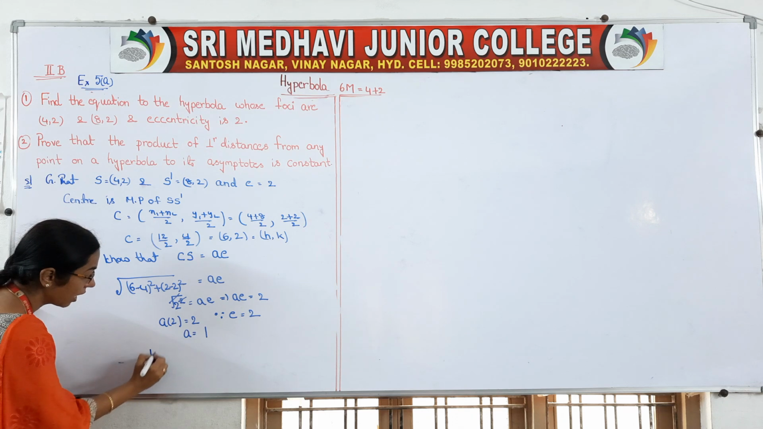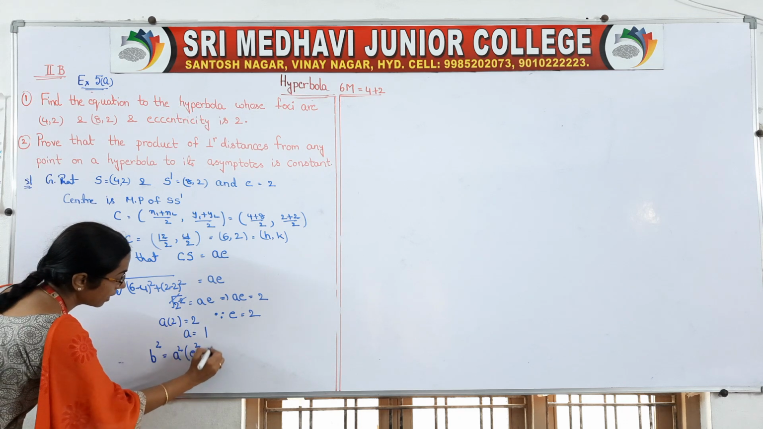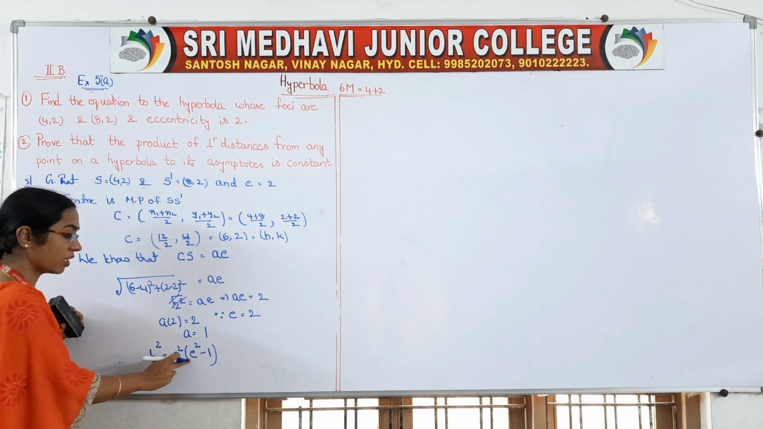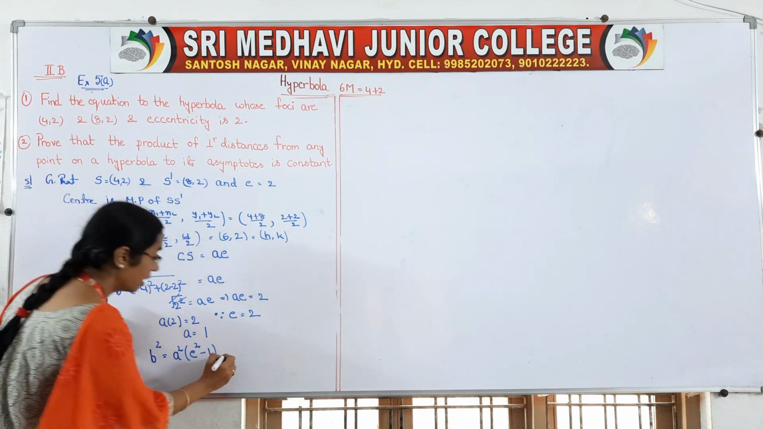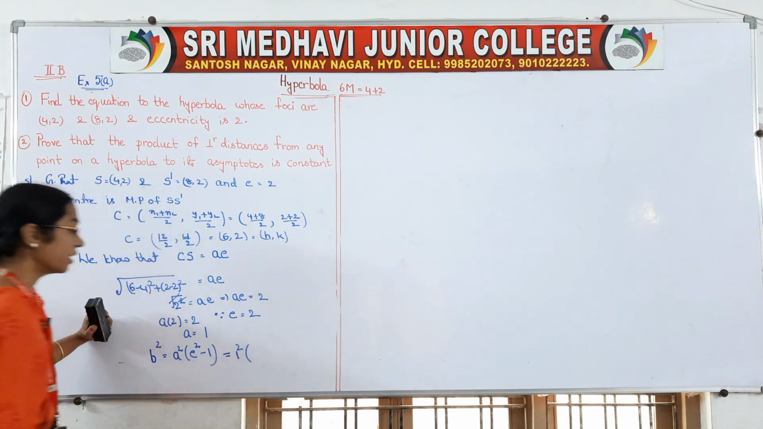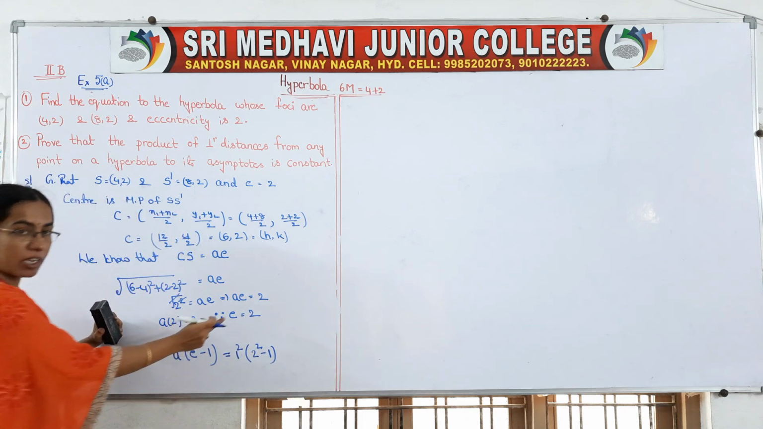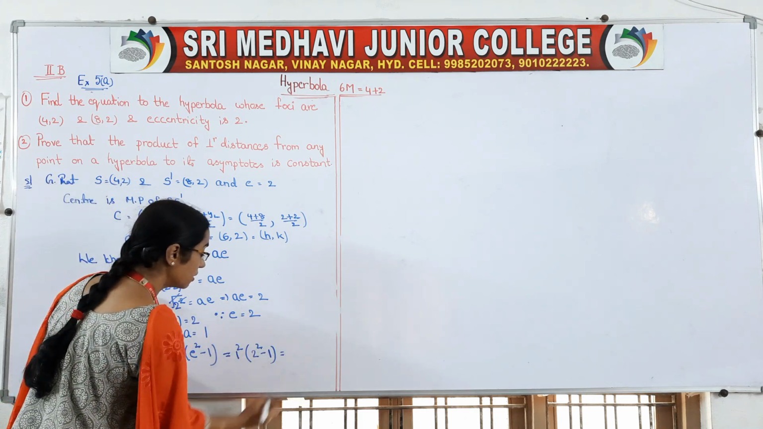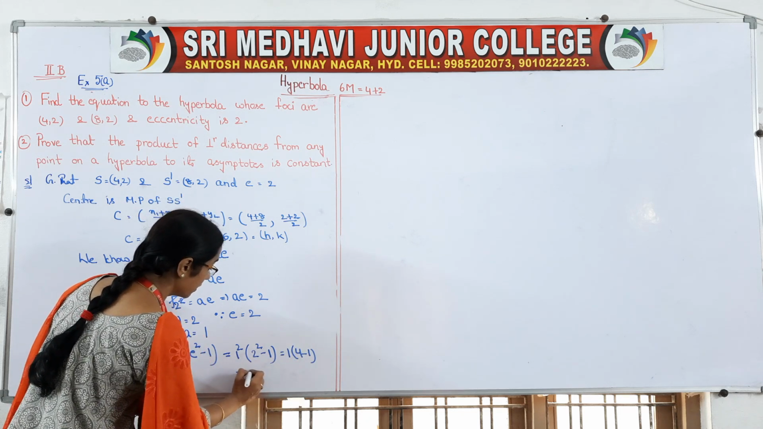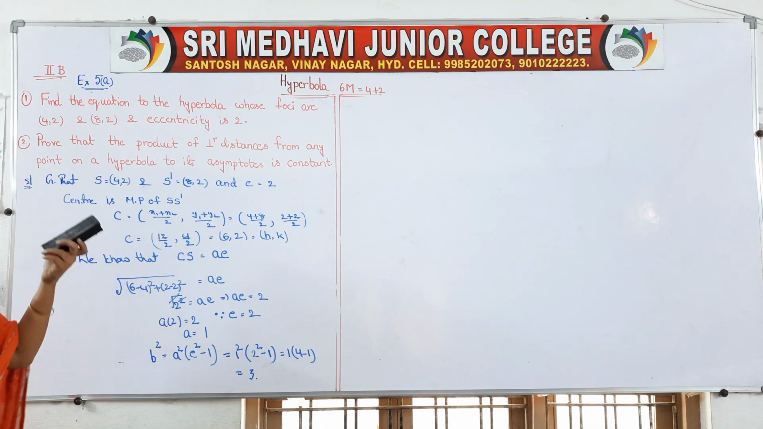How will we get the b value? b square is equal to a square into (e square minus 1). This is for the hyperbola. For an ellipse it is b square is equal to a square into (1 minus e square). So a square is 1 square, e square is 2 square, minus 1. 1 square is 1, 1 into 2 square is 4, 4 minus 1 is 3. You got the b square value, the a value, and (h, k).